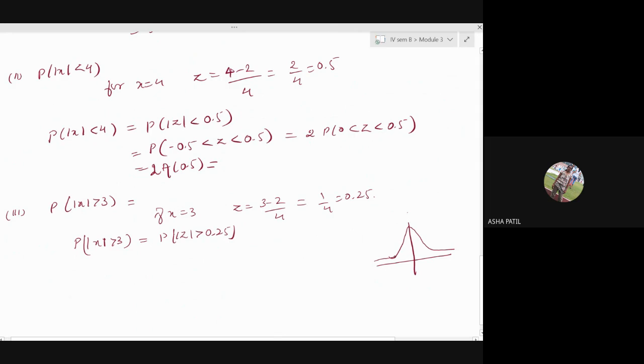Can anybody tell me how to go for it? Mod z is greater than 0.25. 1 minus 2 times area of 0.25. 1 minus 2 times area of 0.25. This is your 0.25. This is your minus 0.25. Others, do you agree with it?